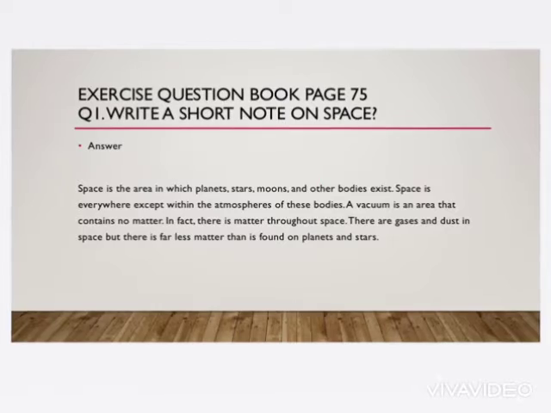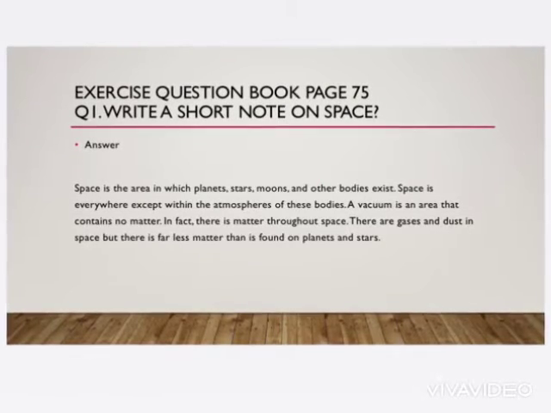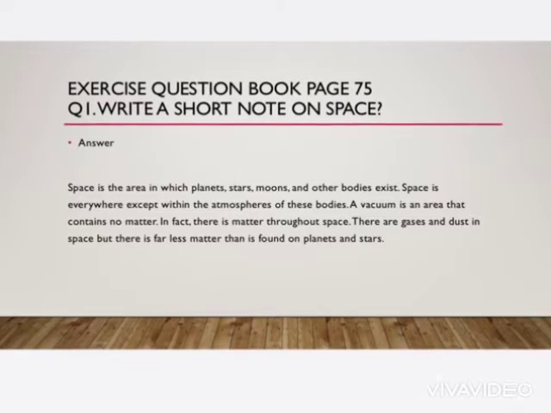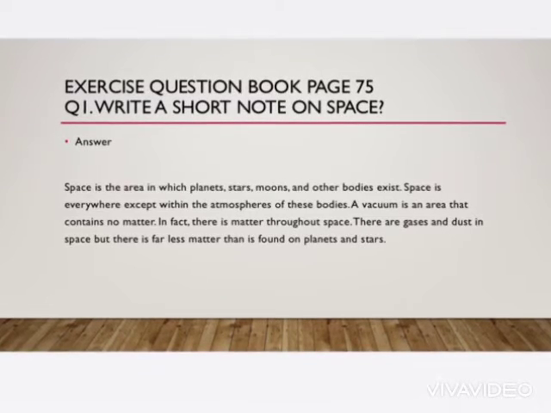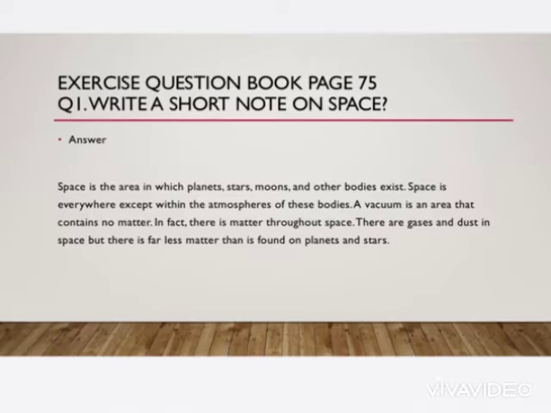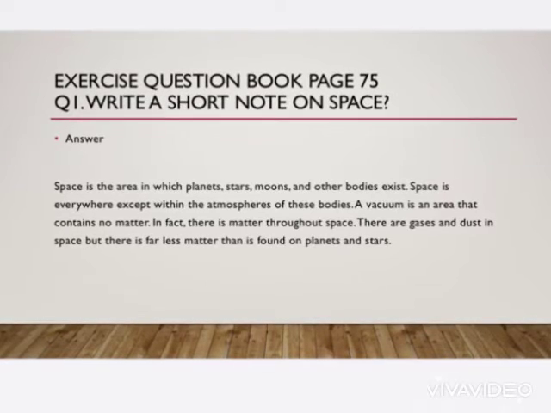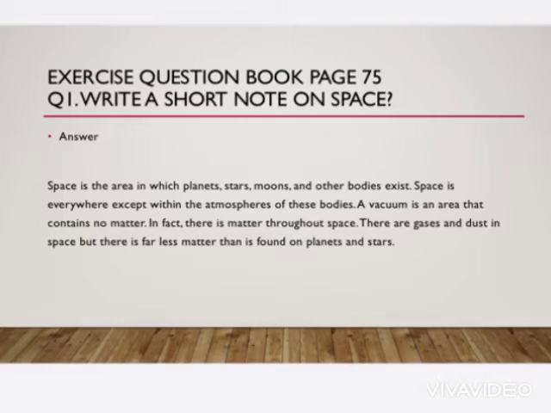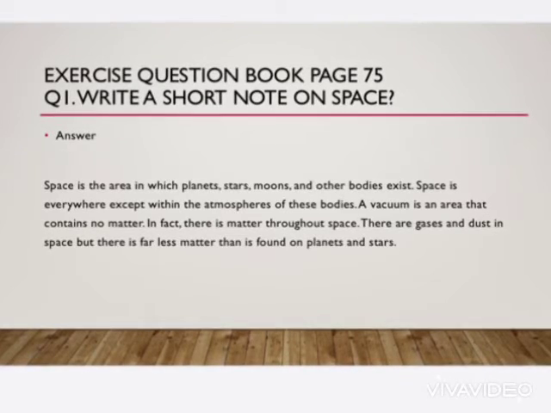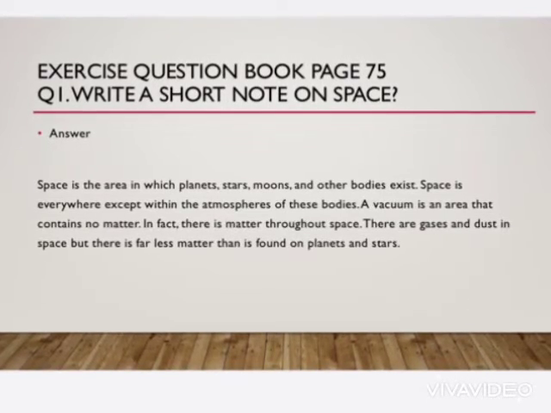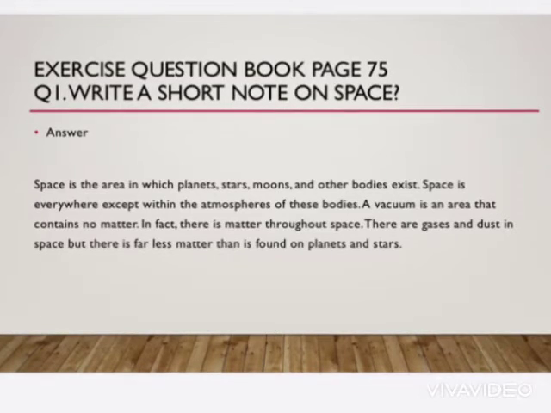Moving next, we have question number 1 from page number 75. Write a short note on space. The answer is, space is the area in which planets, stars, moons and other bodies exist. Space is everywhere except within the atmosphere of these bodies. A vacuum is an area that contains no matter. In fact, there is matter throughout space. There are gases and dust in space, but there is far less matter than is found on planets and stars.